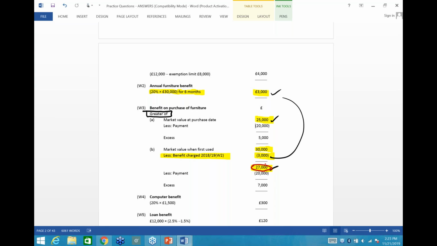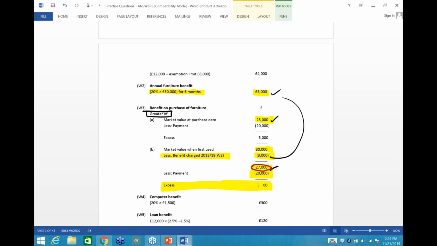But these furniture, they are not given to me free of charge. I still had to pay something. How much I had to pay to buy this furniture? Rita had to pay how much? £20,000. So from £27,000, which is the greater value, you deduct 20,000, then you get a difference of 7,000. So here my benefit is 7,000 pounds. This is the amount that will be taxable.